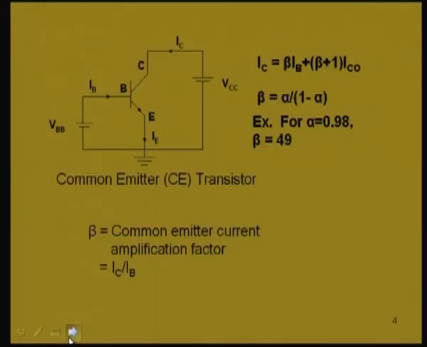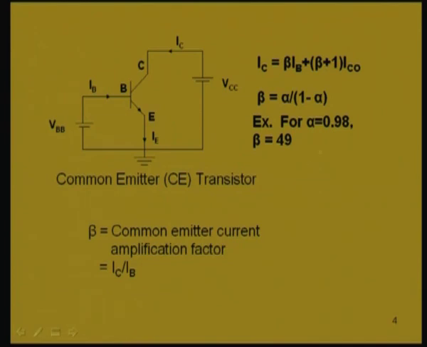So, now if we consider the common emitter transistor circuit, NPN transistor, we are taking for an example, and here the governing equation for the current that we discussed is IC equal to beta times IB plus (beta plus 1) times ICO. Here this beta is alpha by 1 minus alpha, and this beta is called the current amplification factor for common emitter transistor.